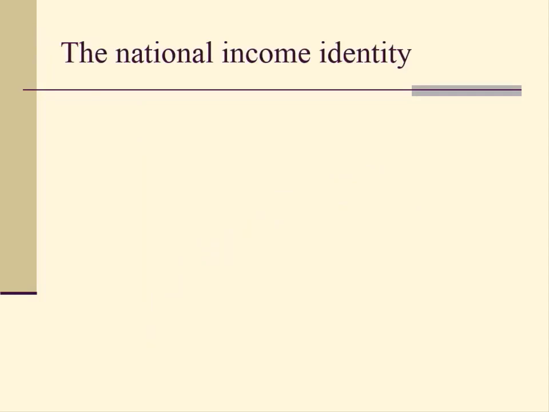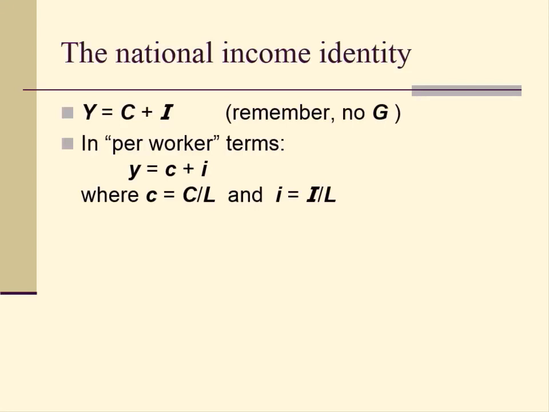And the national income identity is simpler than in Chapter 3 because we assume no government. Therefore, Y equals C plus I. And it's also a closed economy model, yeah? So there's no net export. And if you express this in terms of per worker, then output per worker should equal consumption per worker plus investment per worker, where these lowercase letters represent per worker terms. For example, lowercase c equals capital C over L, which means consumption per worker, and lowercase i is nothing more than capital I over L, which is investment per worker.